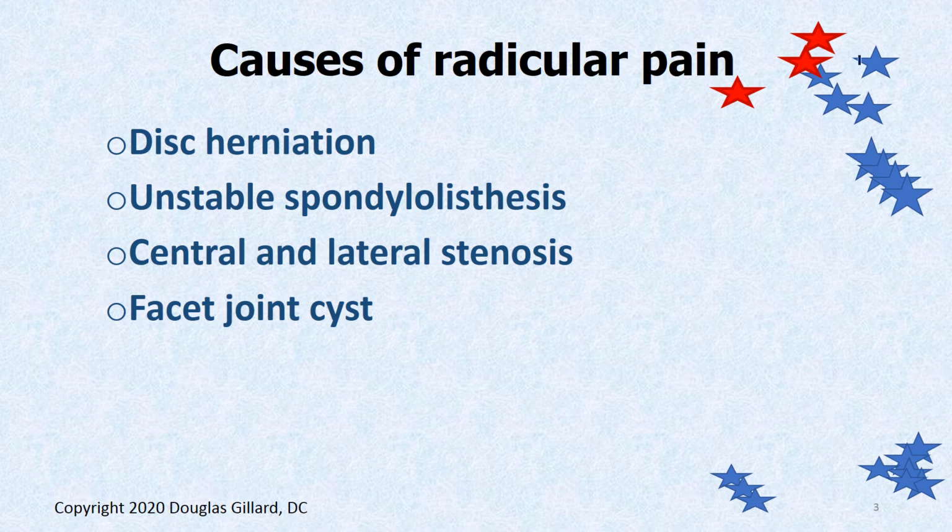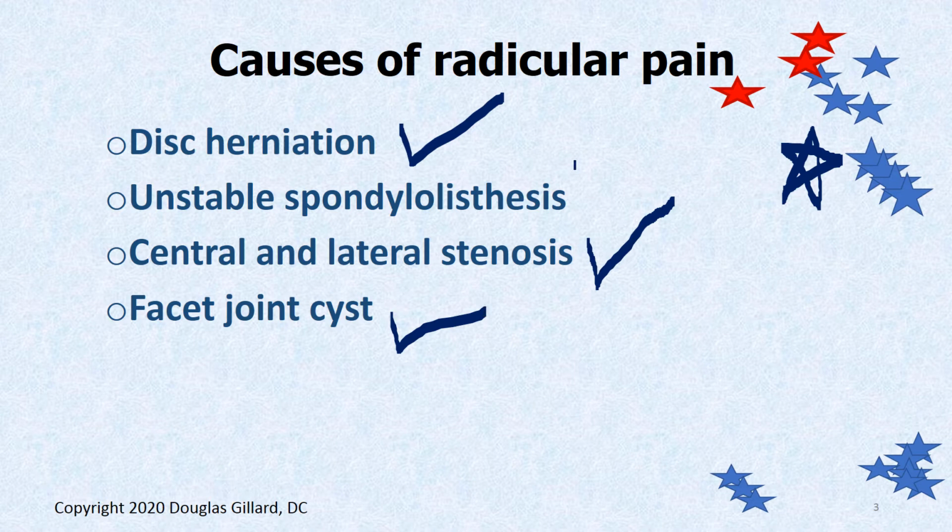So I can tell you from first-hand experience. What are the causes of radicular pain? Here's a slide you can take with you for the rest of your chiropractic lives. What causes radicular pain? That's pain burning down in a dermatomal pattern in the lower extremity. Disc herniation, number 1. Unstable spondylolisthesis, probably number 2, would be a lateral stenosis or a central stenosis, where the vertebral canal gets compressed because of ligamentum flavum thickening and bone spurring and disc bulging combination. A facet joint cyst is fairly common as well.